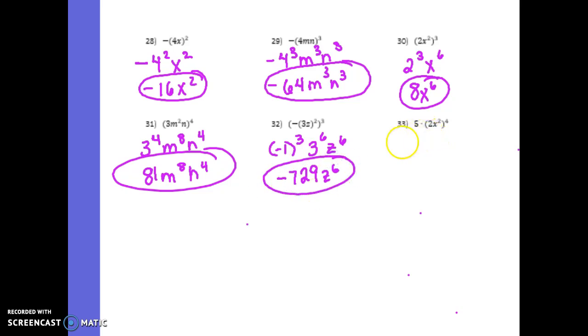Okay, then we've got 5 times, and 2 will be to the 4th power, and then our x will actually be to the 8th power. So we're taking the power to a power, we're getting x to the 8th. 2 to the 4th power is 2 times 2 is 4, 8, 16. So we've got 5 times 16, x to the 8th power. And then we multiply 5 times 16 and we get 80, x to the 8th power.